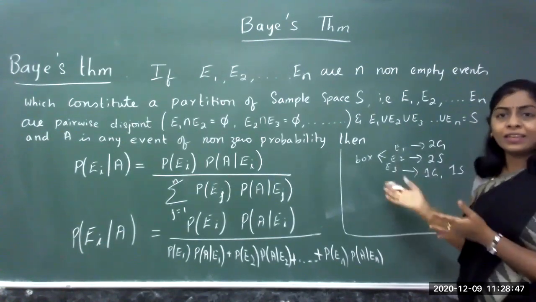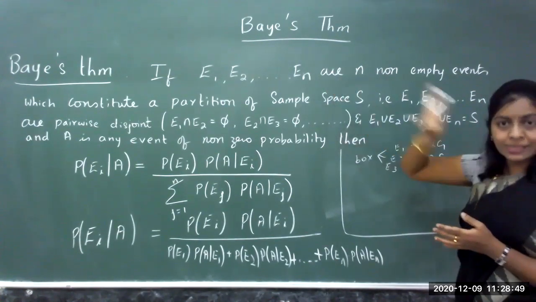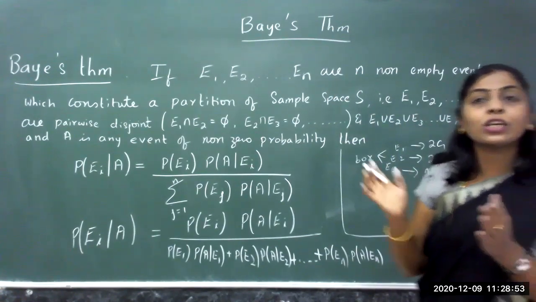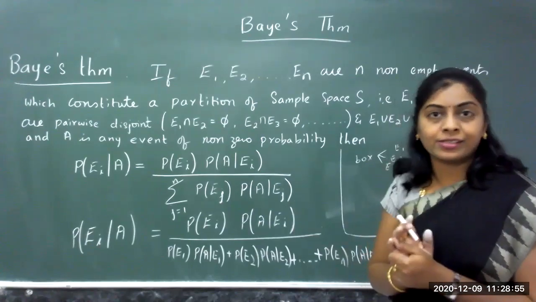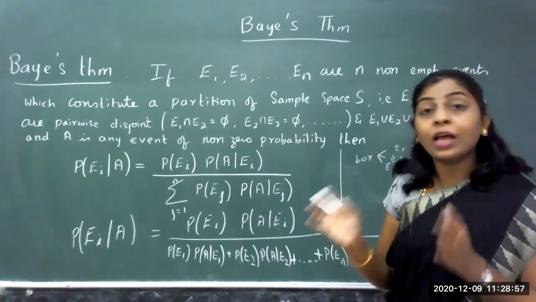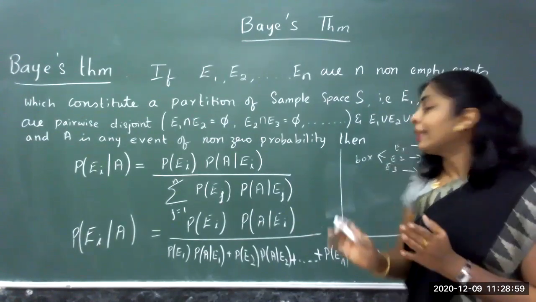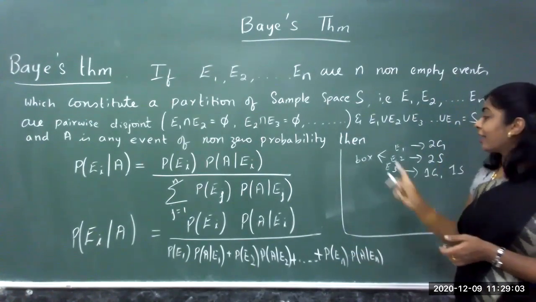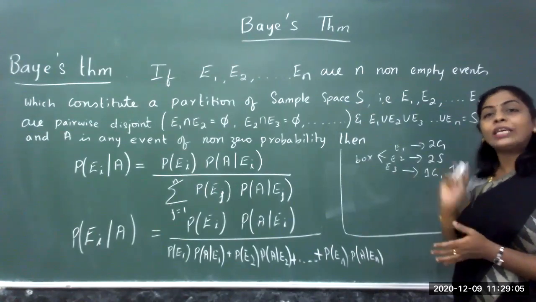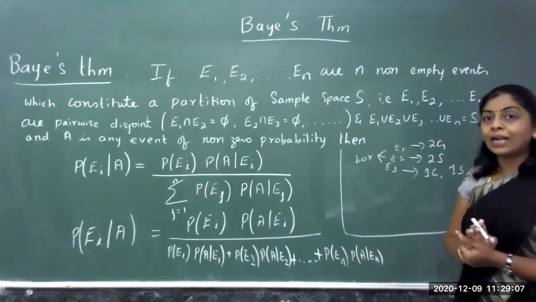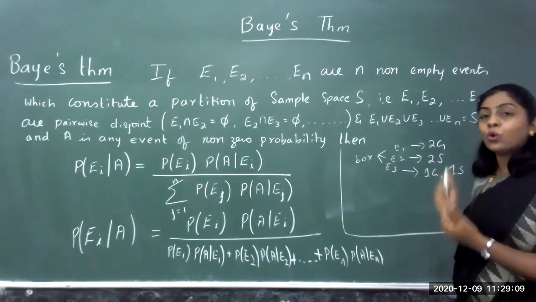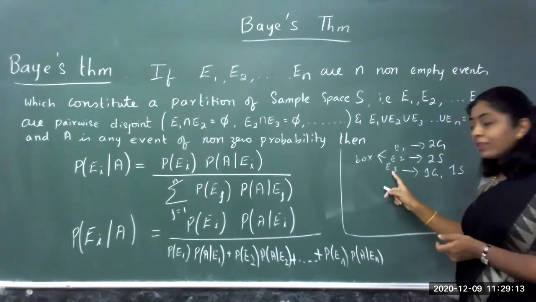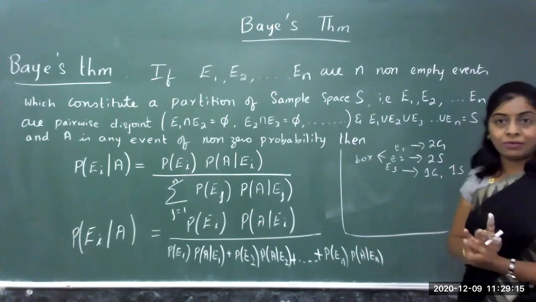Like this, I'll define an event. On a sample space S, I consider one random experiment consisting of a box with different coins. That is the random experiment. How many boxes are there? There are three different boxes, E1, E2, E3. In one box I put two gold coins, in one box two silver coins, and in the third box one gold and one silver.